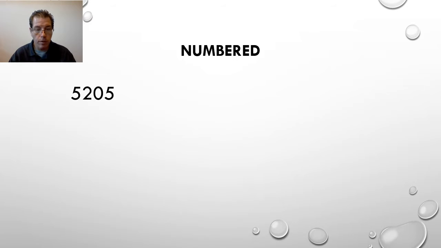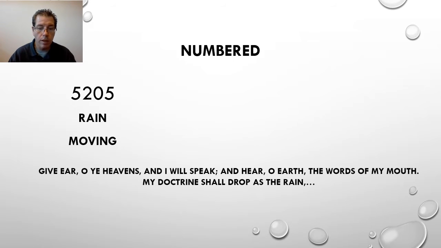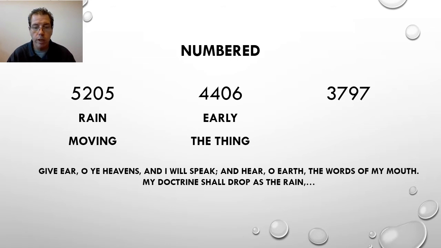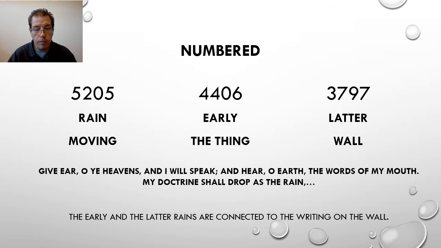Numbered, 52:05. Rain, with moving of the lips for speech. Give ear, O ye heavens, and I will speak, and hear, O earth, the words of my mouth. My doctrine shall drop as the rain. 44:06, early, numbered with the thing, the words written on the wall. 37:97, latter, numbered with the wall on which the thing was written. This kingdom is numbered. The early and latter rains are connected to the writing on the wall.